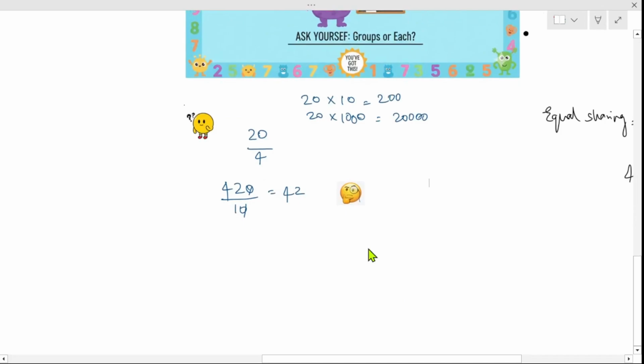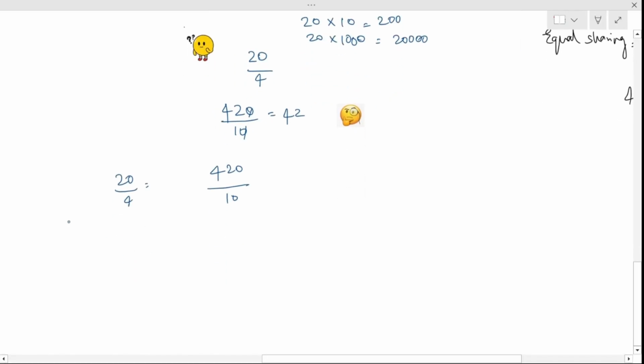So how children can be made to understand this case is, basically, 420 divided by 10. Here, the example we saw is 20 divided by 4. And what question did we ask? How many groups of 4 are there in 20? So basically the division translates to how many groups of 4 make 20, or are there in 20, right?